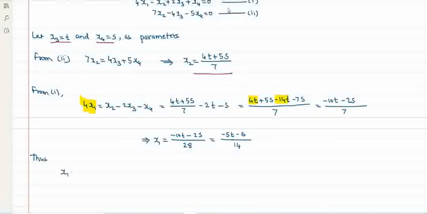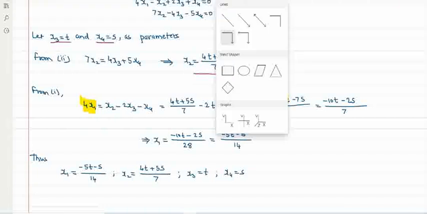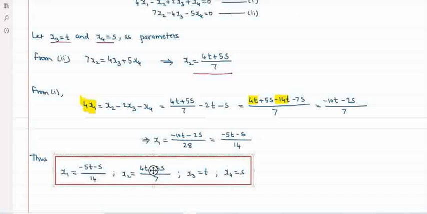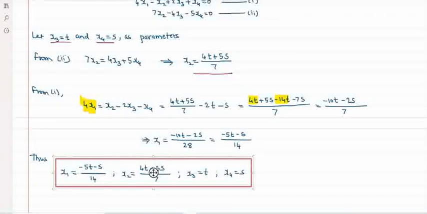Thus finally, once again I will write all together. x1 is equal to minus 5t minus s divided by 14. x2 is equal to 4t plus 5s divided by 7. x3 is equal to t, x4 is equal to s. That is the final answer. You can verify your answer if required.